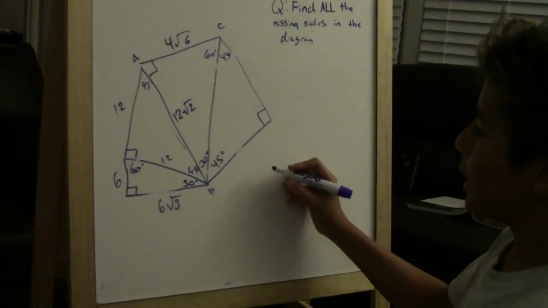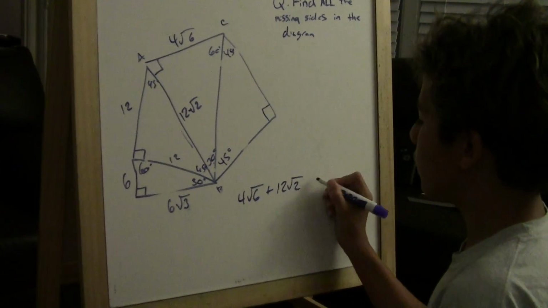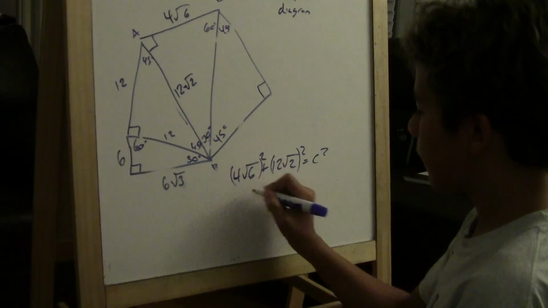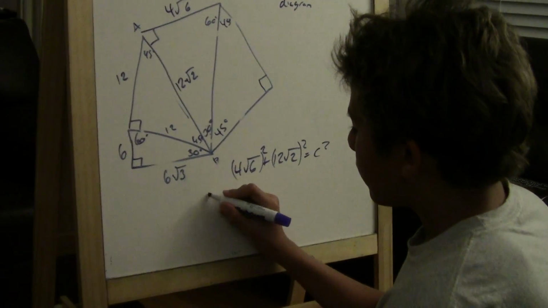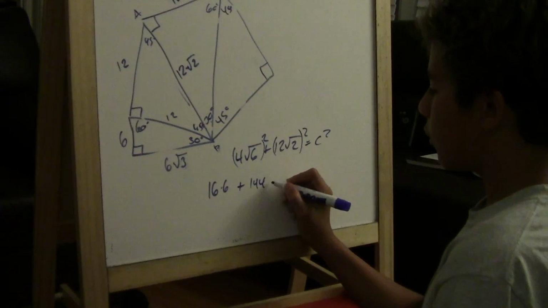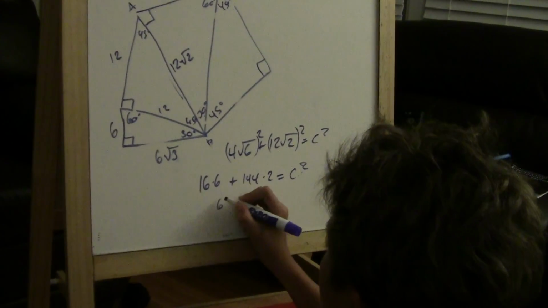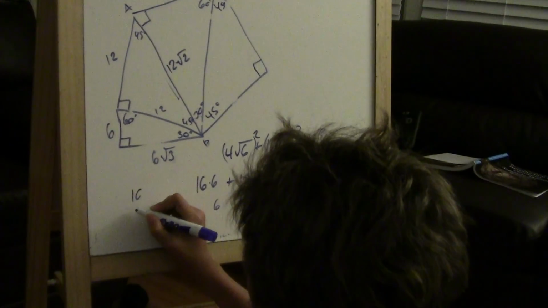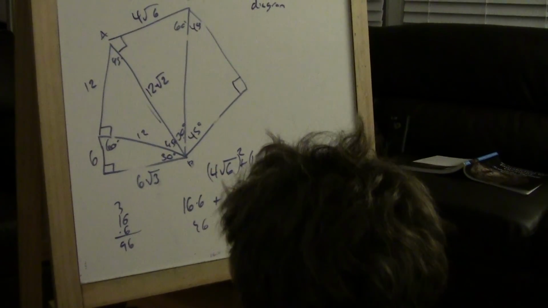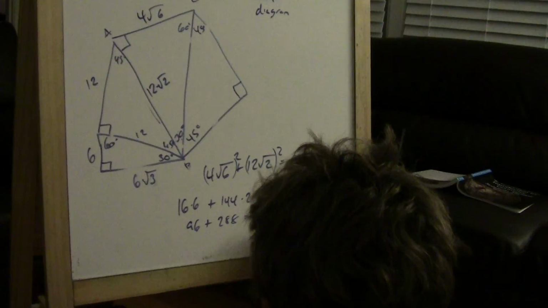So we have this. This is 4 times the square root of 6 plus 12 times the square root of 2 is equal to c squared. Okay, right, I forgot the squares. So then that becomes 16 times 6 plus 144 times 2 is equal to c squared. When we do that, 16 times 6 is 96. 96 plus 288 is equal to c squared.